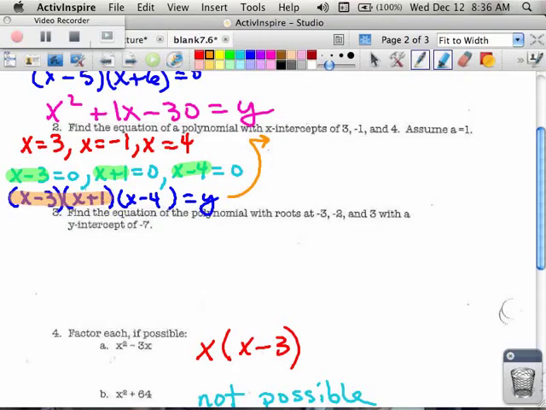As I FOIL those 2 out, I'm going to have x times x, which is x squared. I'm going to have negative 3x from the inners, positive 1x from the outers. That's a total of negative 2x. And then I'm going to have negative 3 times positive 1, which is negative 3. So this was my highlighted orange stuff. Don't forget that you still have your x minus 4, and this is still your function.